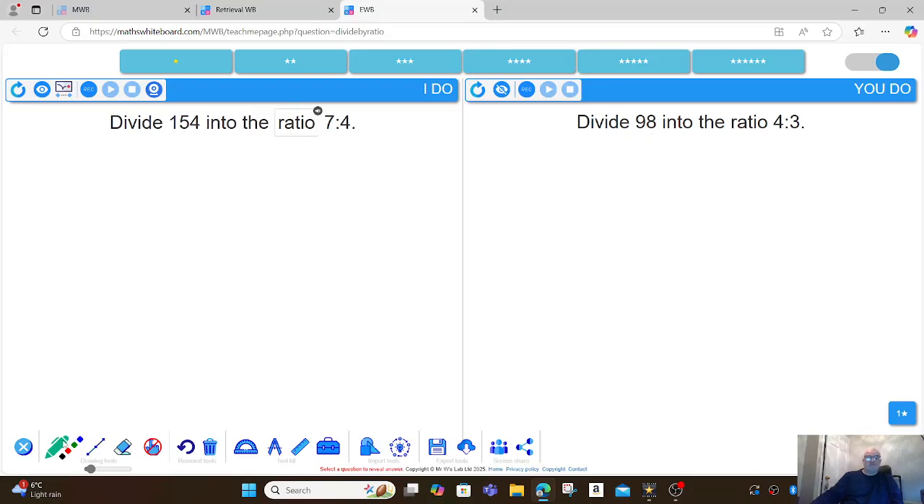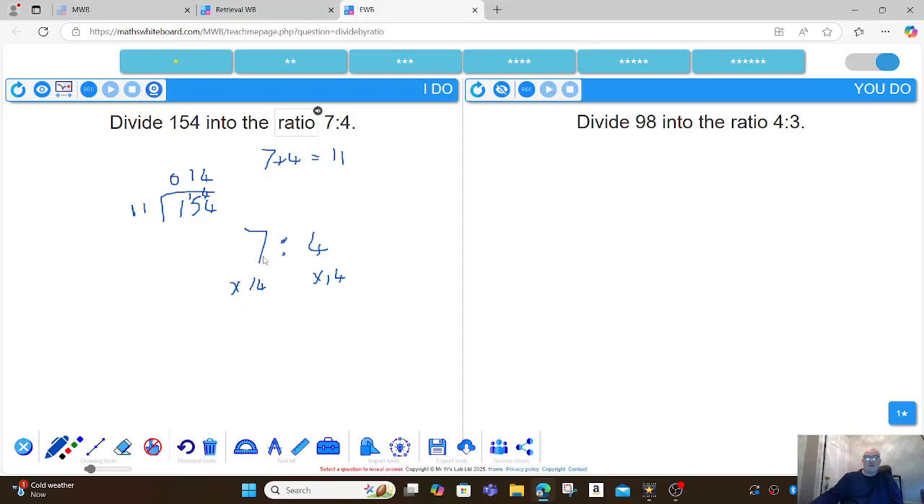Okay, so this one. Add the parts together. 7 plus 4 gives me 11. Part 2, 154 divided by 11. 11 into 1 doesn't go. 11 into 15 goes 1, remainder 4. 11 into 44 goes 4. So my answer to part 2 is 14. And then I'm going to take the ratios and times it by 14, the answer to part 2.